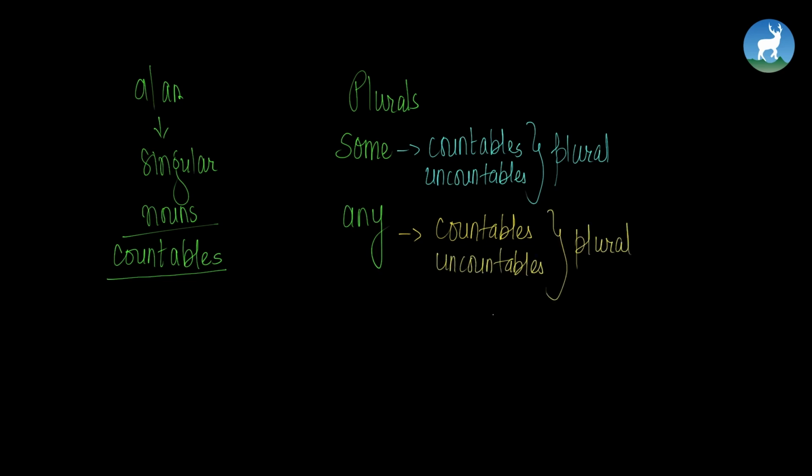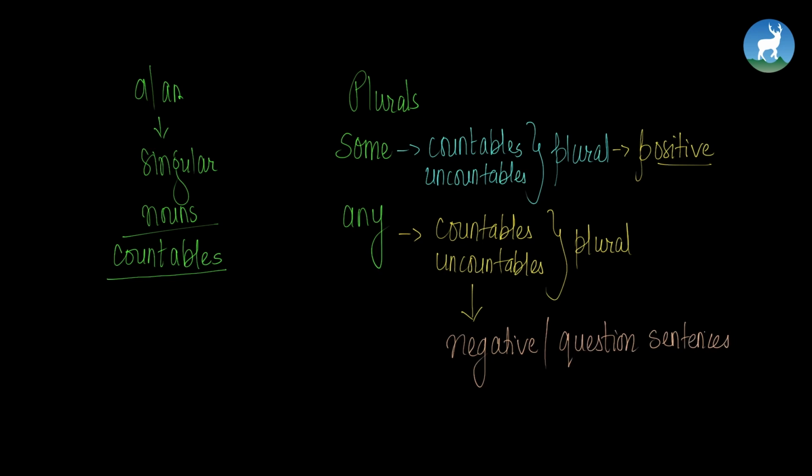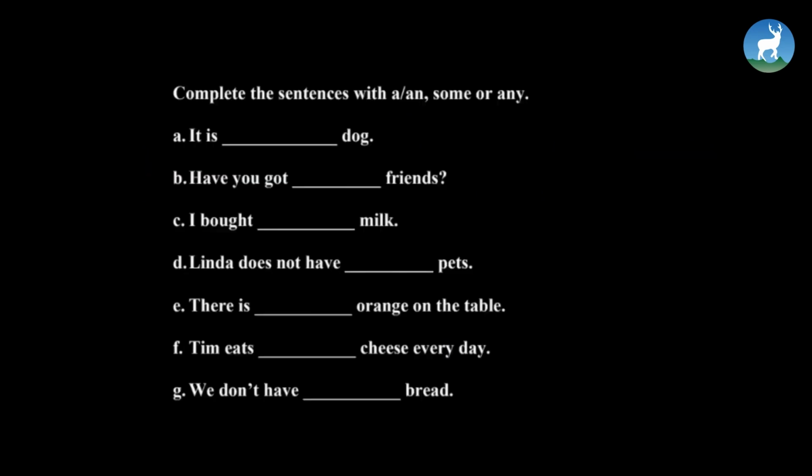They are also plural, but we have to keep in mind that some is used for positive sentences and any is used for negative and question sentences. Now, if you keep in mind all this, it's going to be easy for you to deal with the sentences. Now here on your screen you can see some sentences where we'll have to complete the given ones with a or an or some or any as necessary.